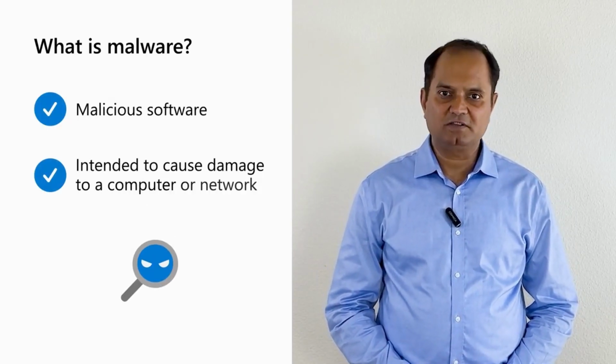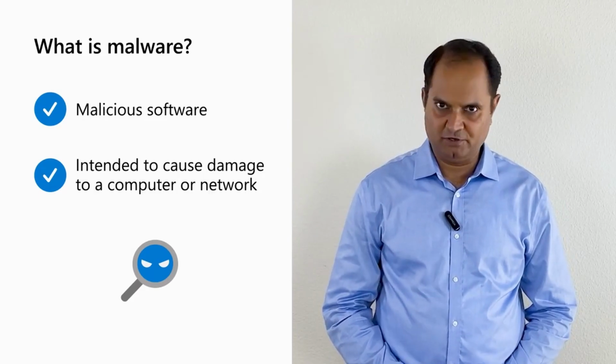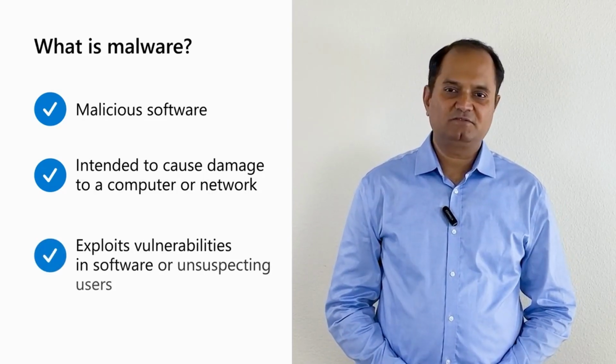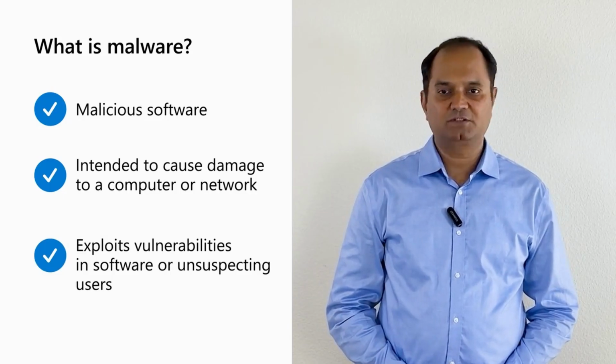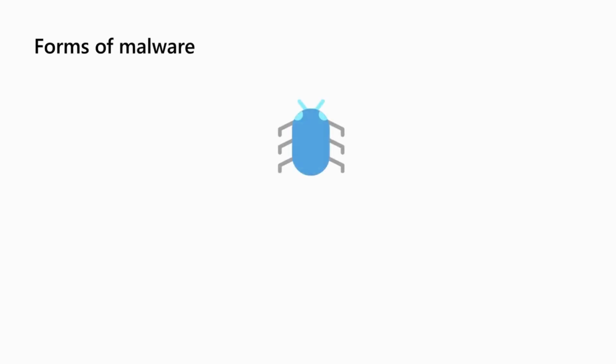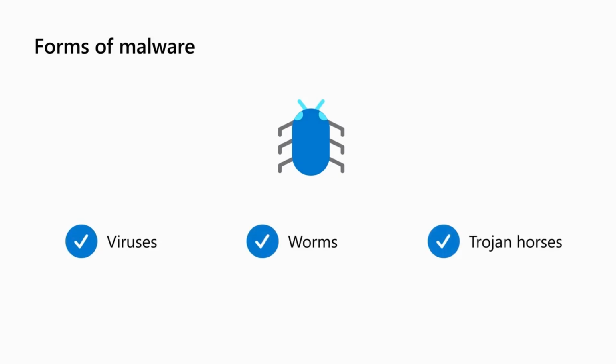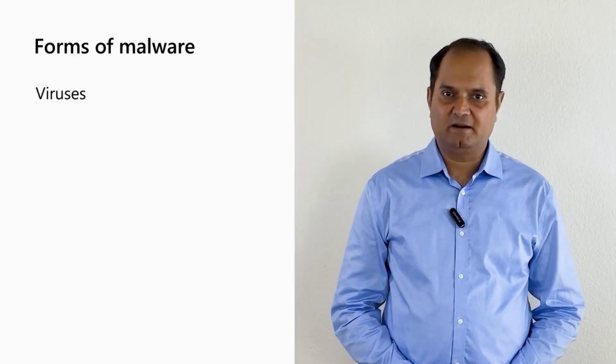Malware is malicious software intended to cause damage to a computer or network. It often exploits vulnerabilities in software or unsuspecting users who unknowingly install it. Malware comes in several forms, like viruses, worms, and Trojan horses. Let's look at each of these forms a little more closely. We will first see what viruses are.